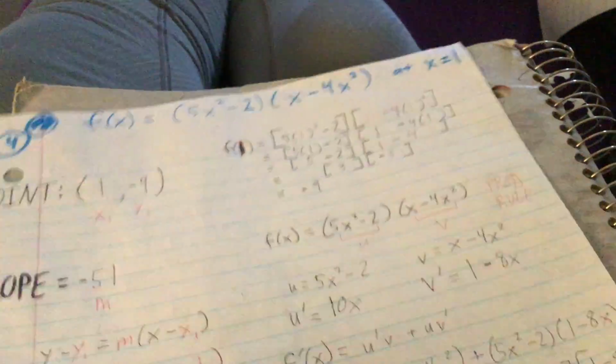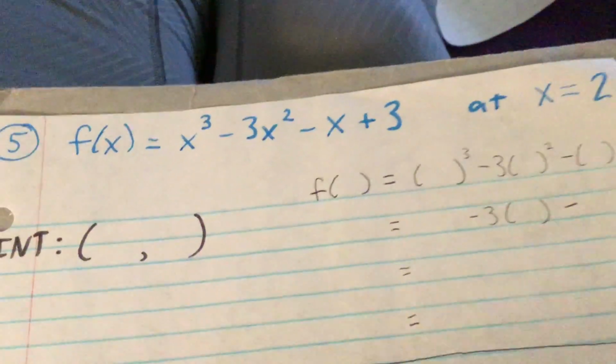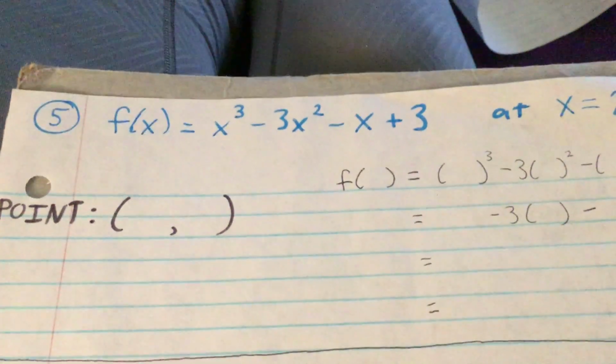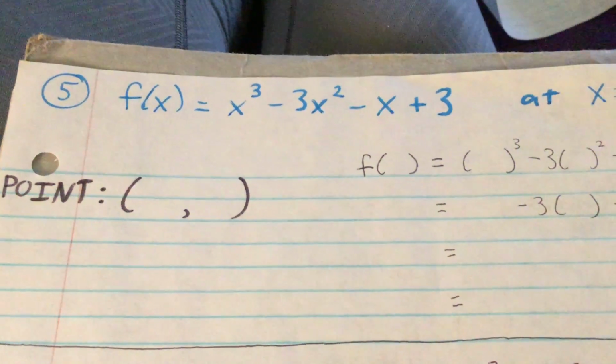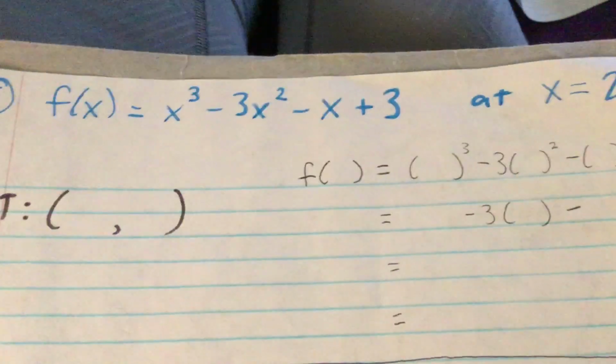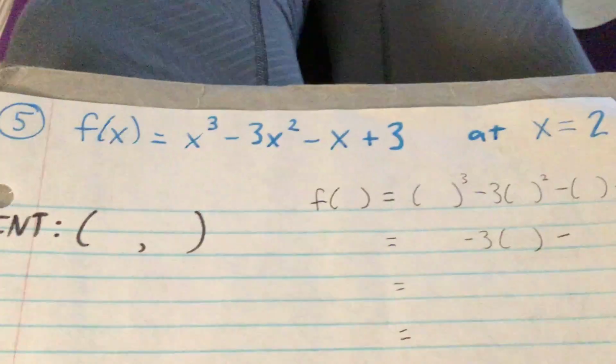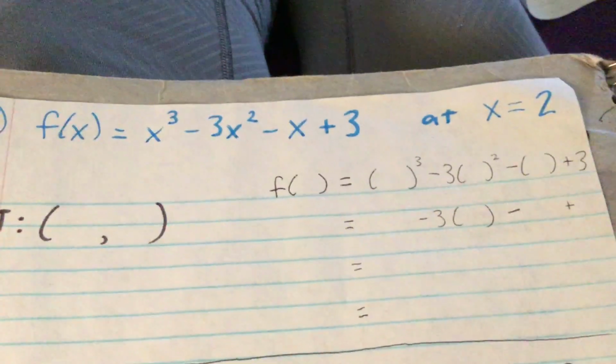Okay, last one, and then we'll call it a day. Write the equation of the tangent line, but this time it's a cubic function. So no product rule, no quotient rule, no chain rule. So let's figure out the equation of the tangent line at x equals 2, just to give it a little bit of variety. Well, first things first, I need a point.